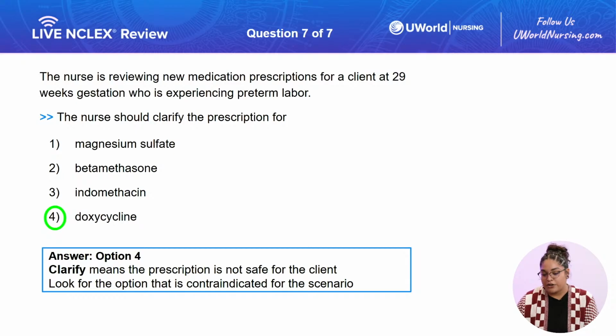And I saw you guys drop that teratogen in the explanations, which is great job. Doxycycline is a tetracycline, which is a teratogen. So we wouldn't give this to a pregnant client at any gestational age. This can cause birth defects. An example would be browning, staining of the fetal teeth, and it impairs the development of fetal long bones. So this is one medication that we would avoid in this case.